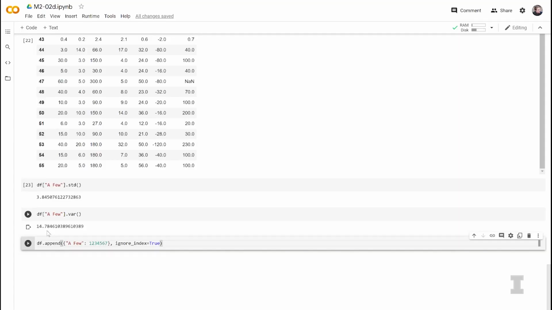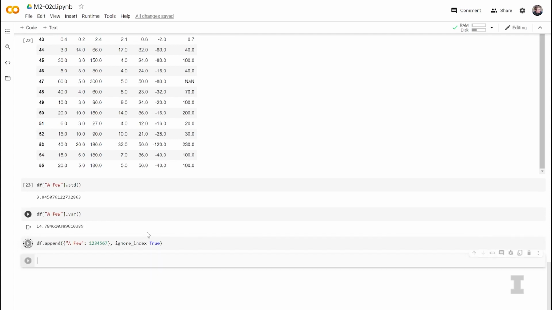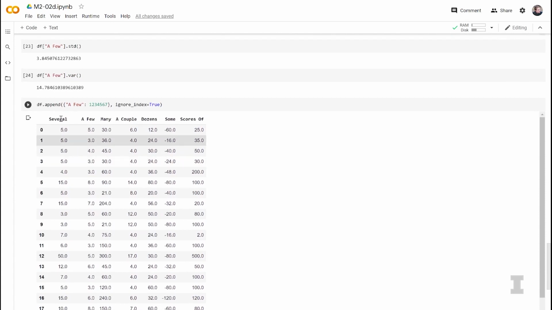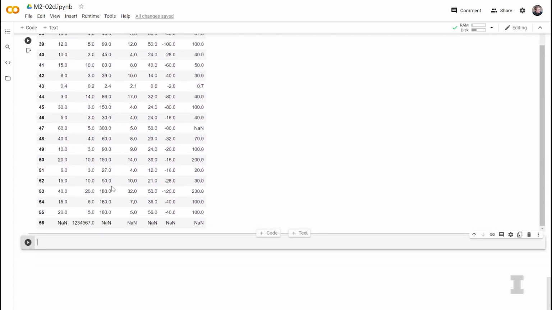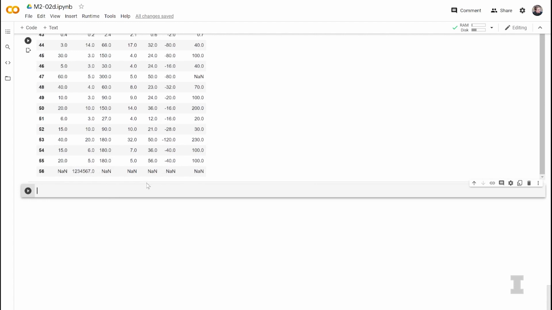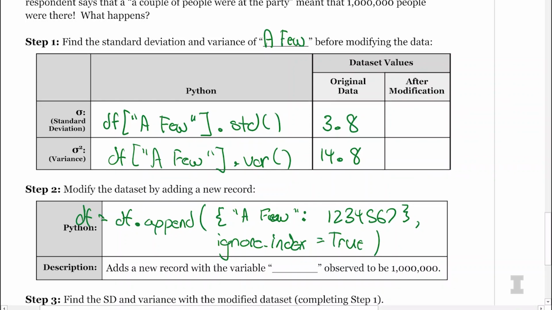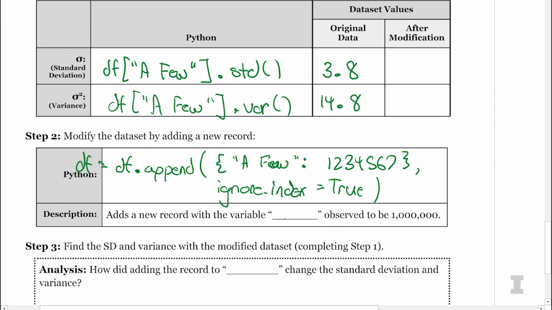So if we run this, you should see a new data frame with all of the data. That is exactly what I see. And at the very end, you see a new record that has a few to be 1.2 million. It looks like yes, and the rest are missing. Awesome. And we're going to want to store this data as the new data frame. So before the df.append line, let's say df equals df.append. So we replace the old data frame with the new data frame with the appended value. Just went ahead and did that. Awesome. And this adds a new record of a few to the data set.